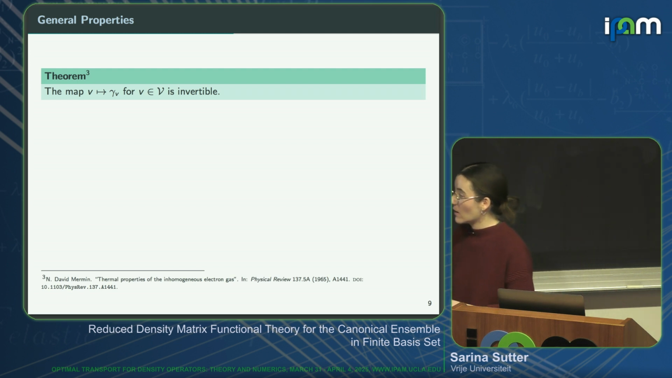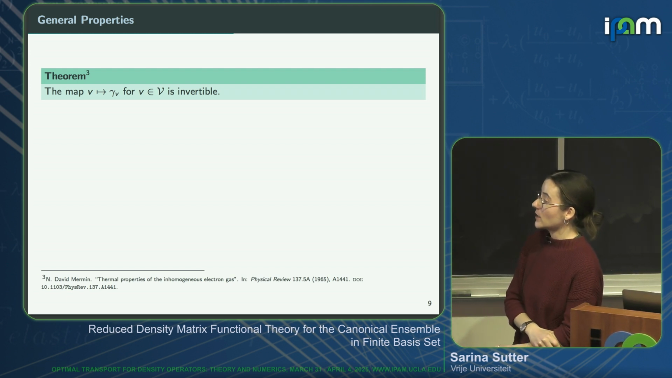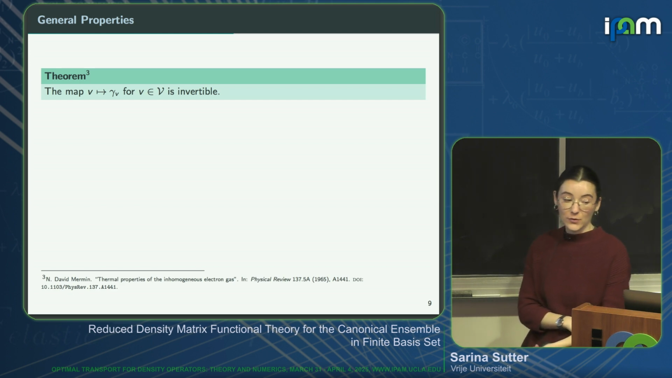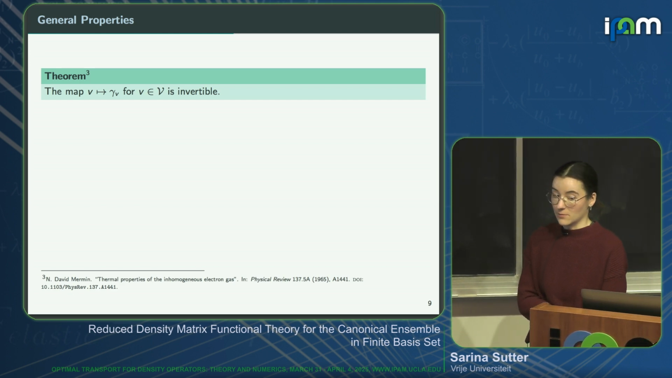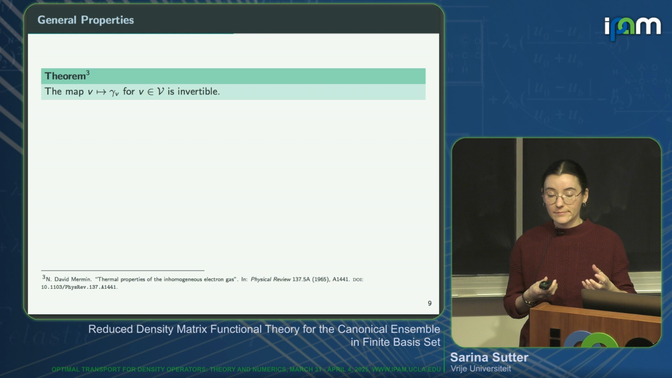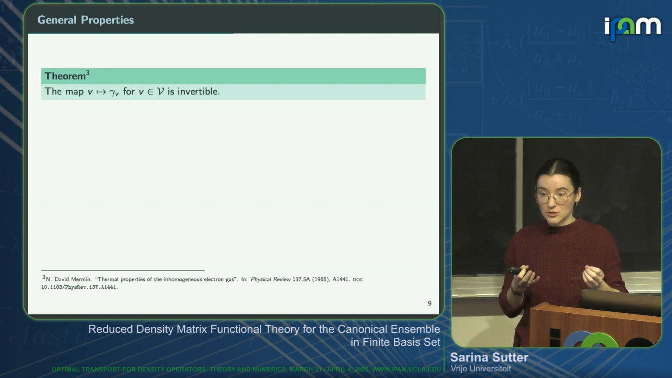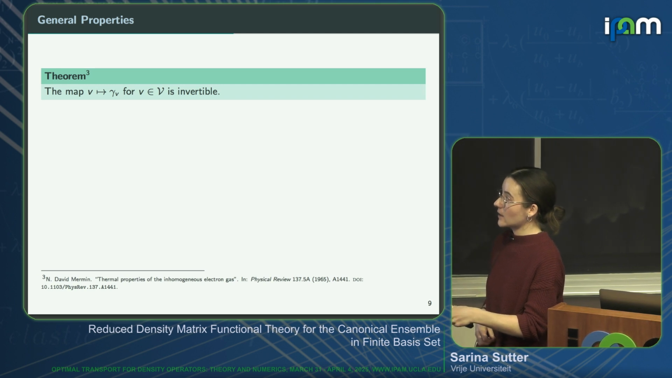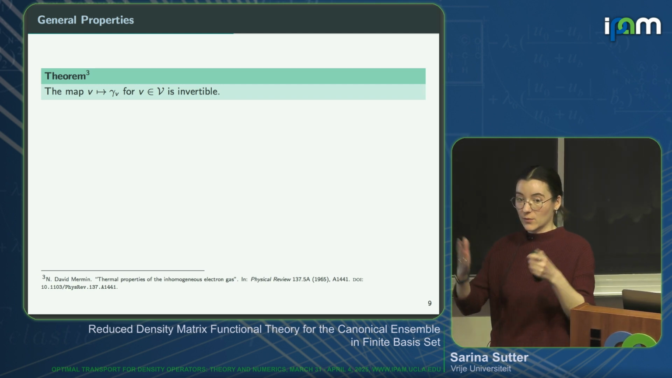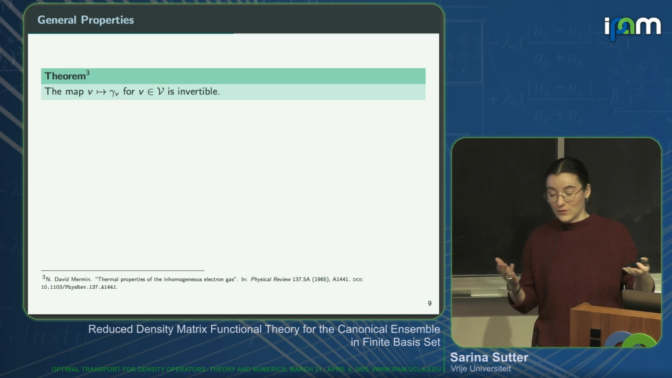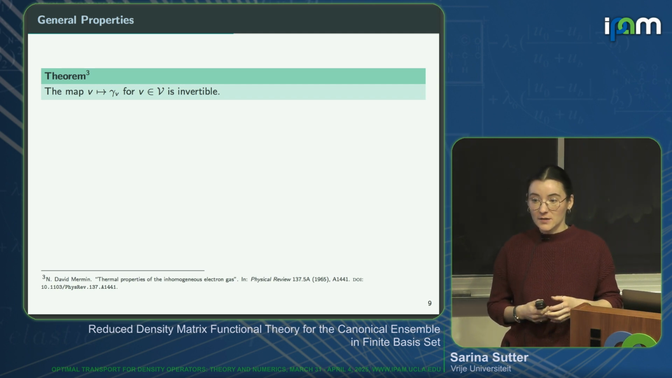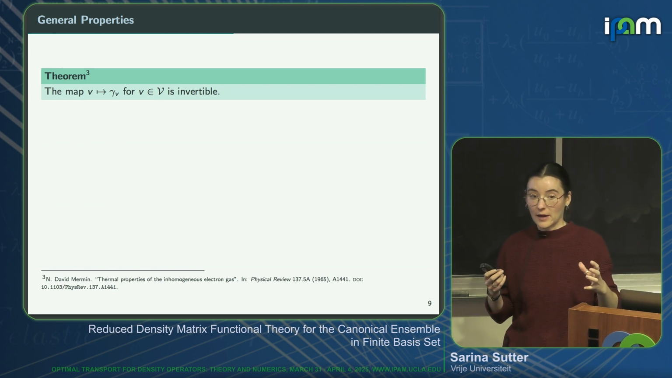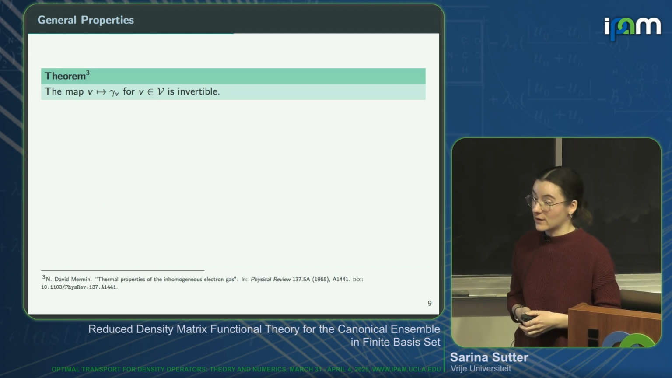And now we have this theorem, which tells us that the map from the potential to the ground state 1-RDM is invertible. So this is a nice theorem because it basically tells us that we only need the 1-RDM to have a full description of our system. Because if I have a 1-RDM, I can go back to my potential, and then from the potential I can compute, if it's possible, any property that I want. So I don't need the full wave function to describe my system, but only the 1-RDM.